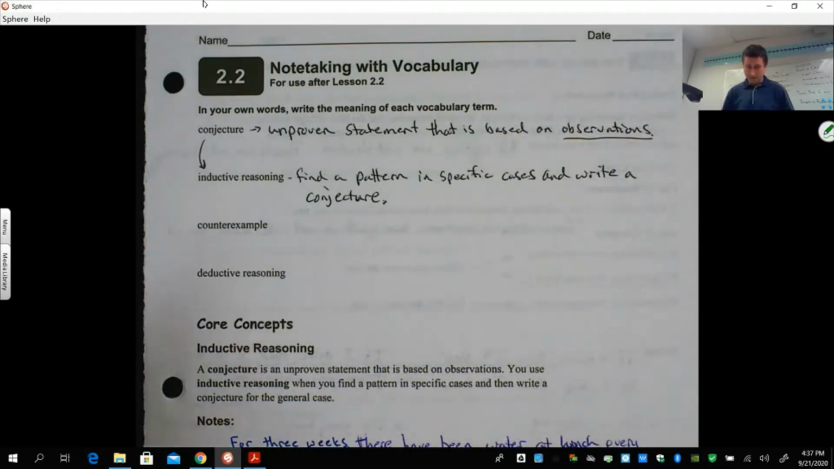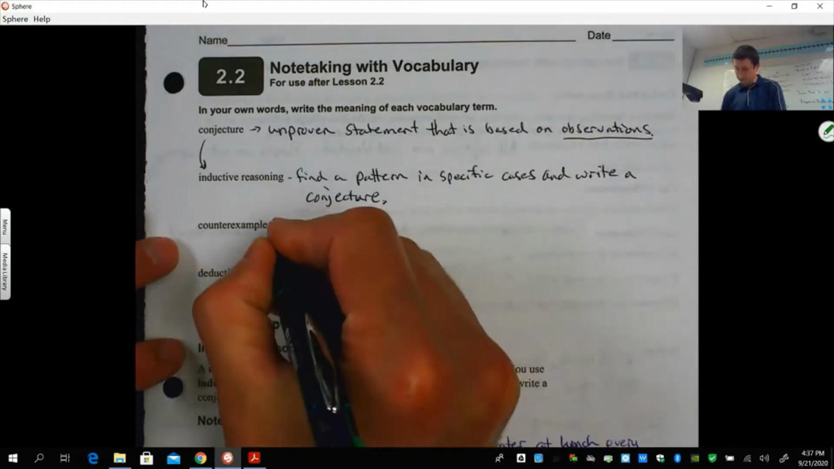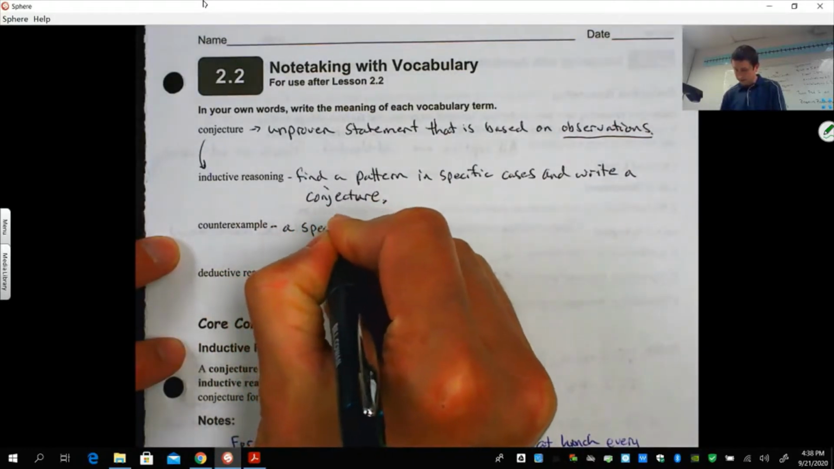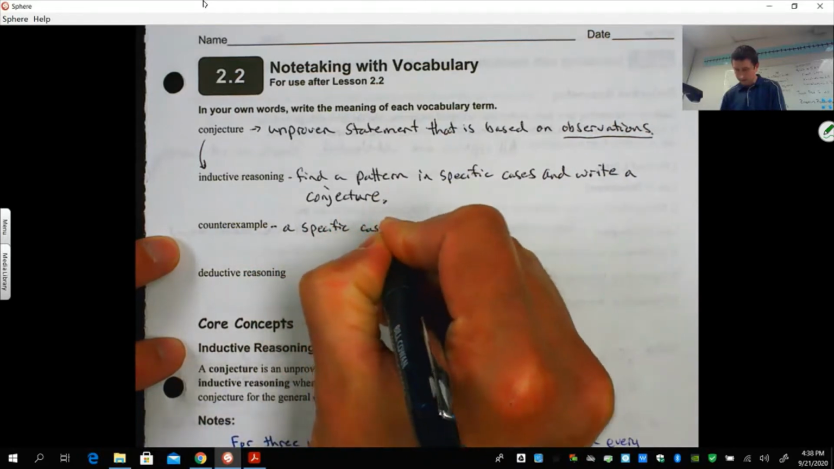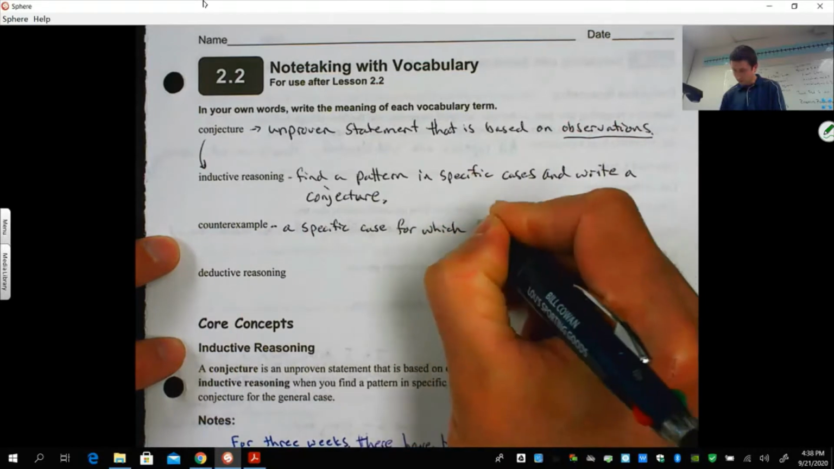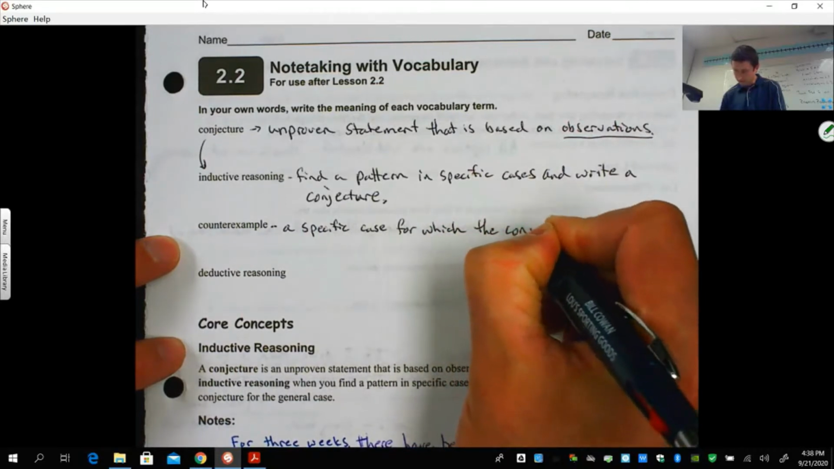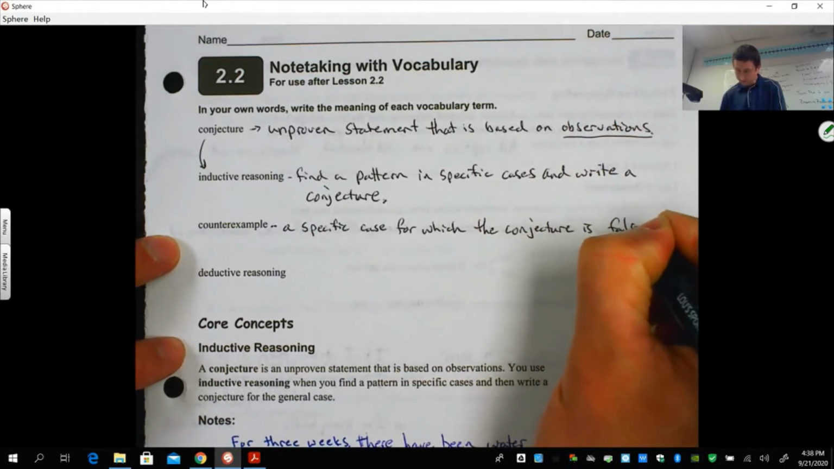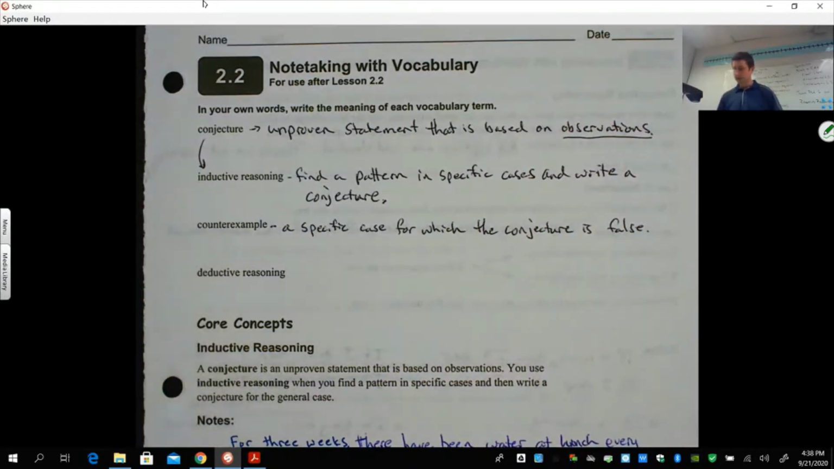Okay, a counterexample. This is a specific case for which the conjecture is false. So maybe it could be I did not watch a video, but I could figure out the assignment anyway. Okay, so that could be a counterexample.